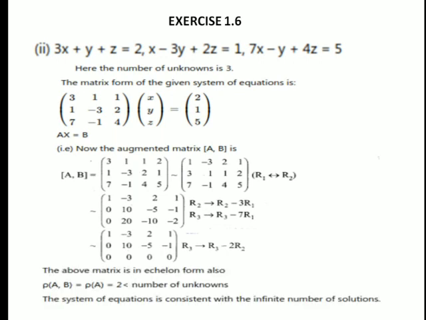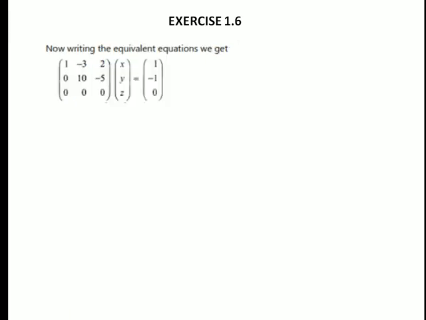The above matrix is in echelon form. Also rank of A comma B, rank of A equal to 2, less than the number of unknowns. The system of equations is consistent with an infinite number of solutions. Now write the equivalent equations, we get. After that, write it in equation form. Two equations, third is z equal to k.